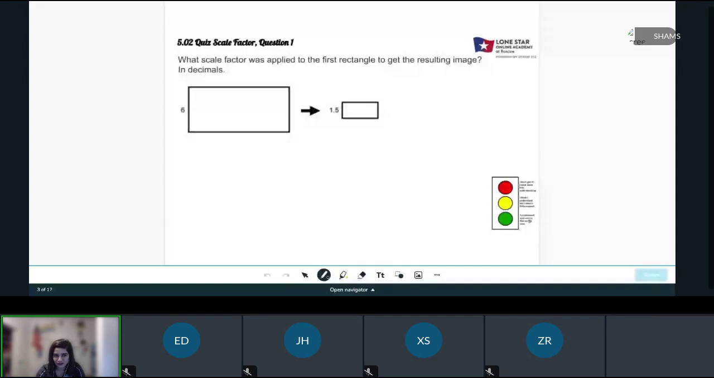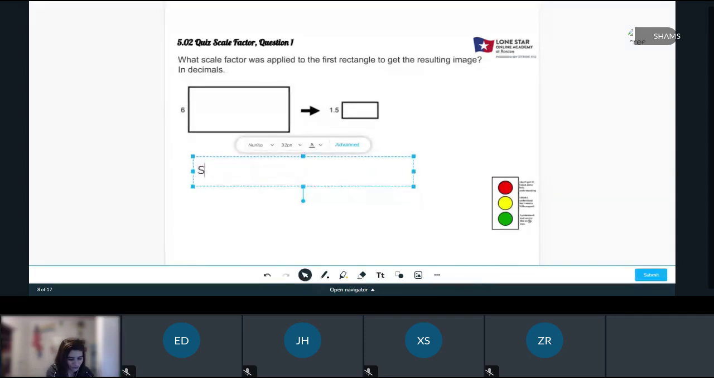Quiz 5.02, scale factor, question 1. What scale factor was applied to the first rectangle to get the resulting image? And in decimals. I looked at the answers and they were in decimals. A very easy way to find scale factor, I will teach you.